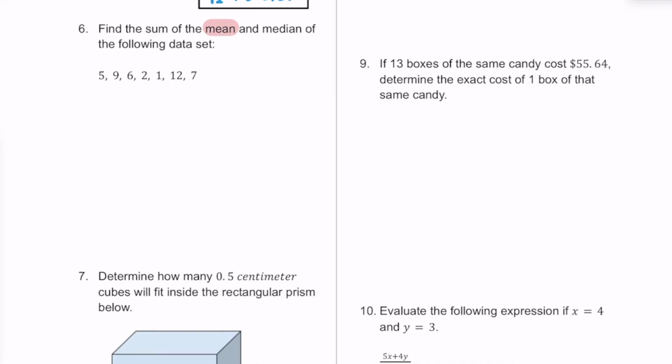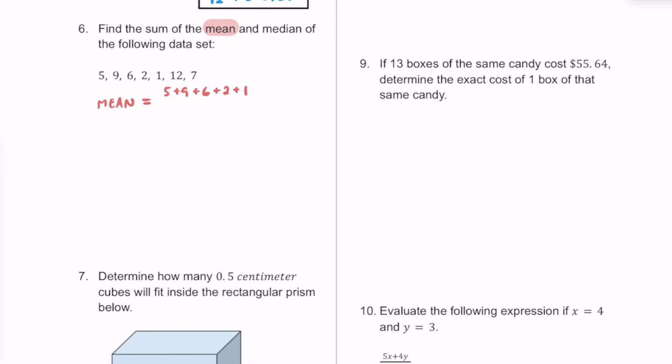So for the mean, let's go ahead and see. The mean means average. So to find the mean here, we're going to take each of the numbers. To find the mean, we're going to add up all the values, find the sum of them, 5 plus 9 plus 6. That's going to be so far what? That's 20 so far, plus 2, that's 22.